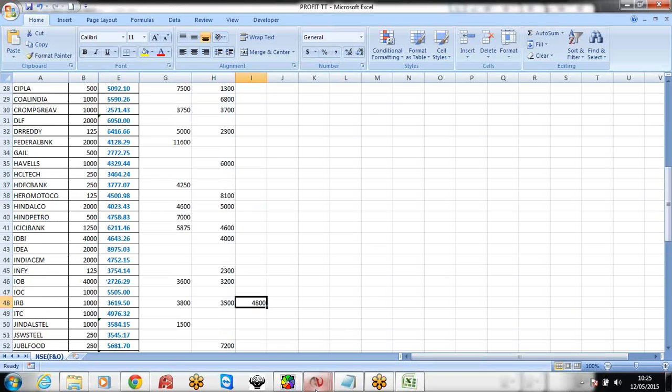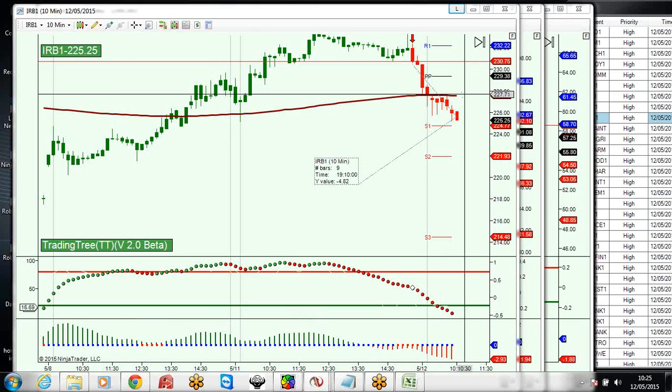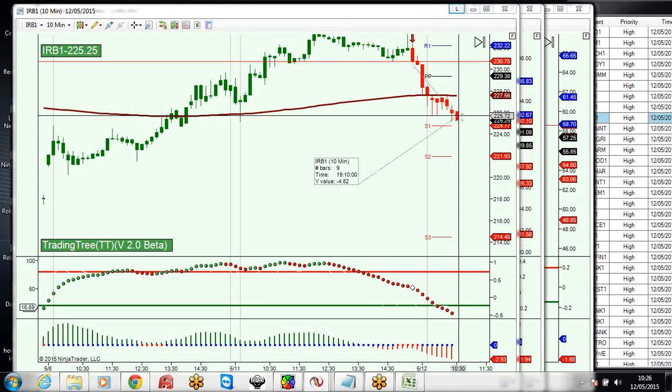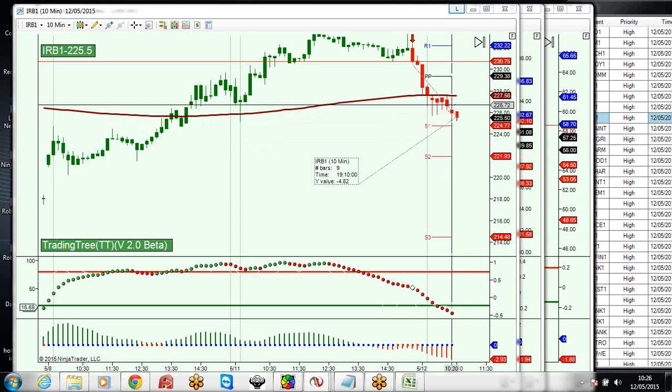Or else what you can do is keep trailing your stop losses instead of following this horizontal trailing stop loss line. You can put your stop loss here. You already made a profit. This is your strong support and resistance, the brown line. You can put your stop loss at 227. And in case your trade breaks down below S1, then you can keep trailing your stop losses again.